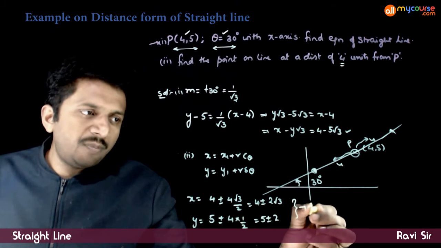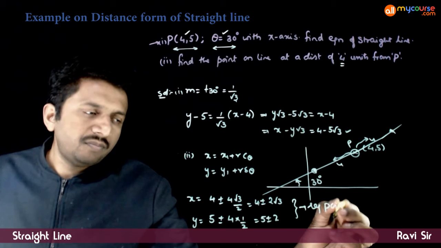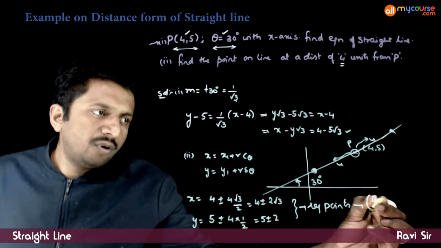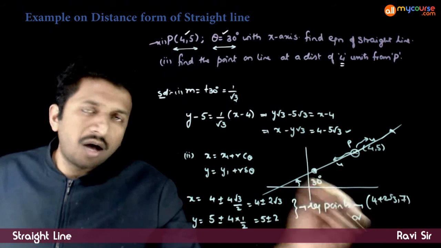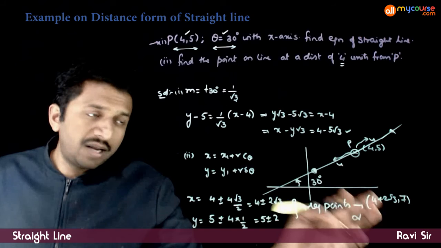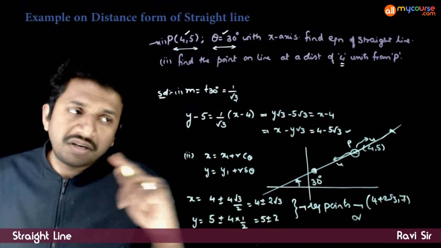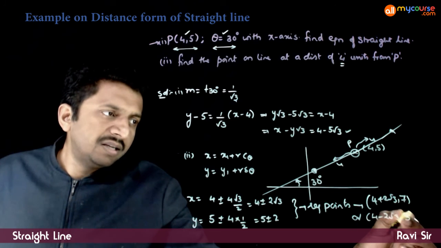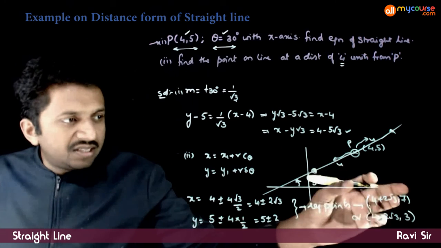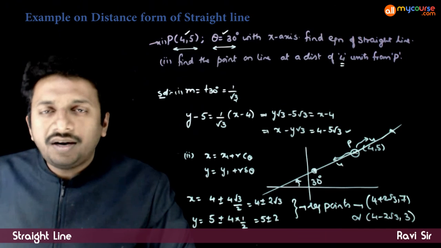So the required points are 4 plus 2 root 3, 7, or so if you take plus, you get 4 plus 2 root 3 here, 7 here, or 4 minus 2 root 3, 3. So these are the 2 required points.